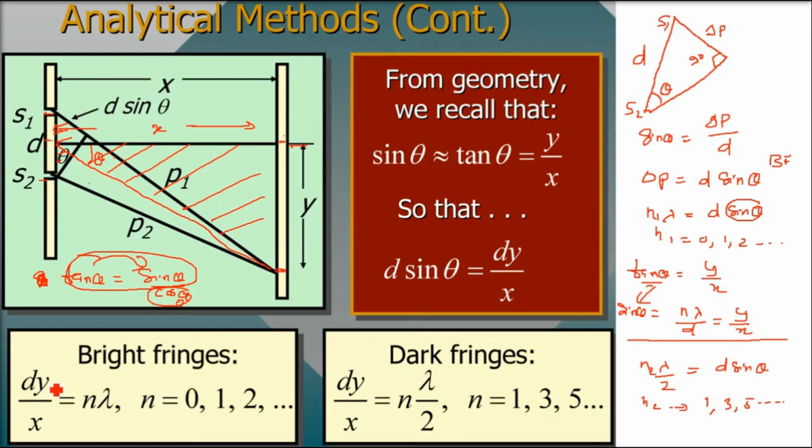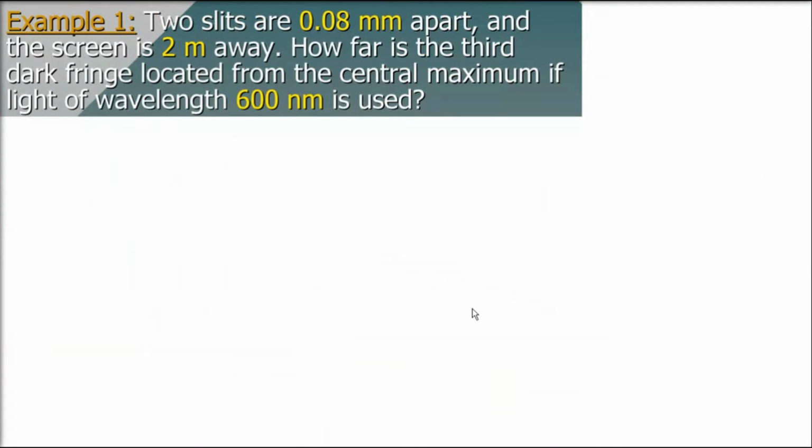Now with this relationship, you can find any of these values if other values are given. This is the relationship of slit gap distance and the pattern form distance. So dy by x equals n lambda is for bright fringes. Same thing we are going to do for the dark fringes. Now d sine theta you are going to use, tan theta you are going to use, same thing. Just remember it is n lambda by 2.